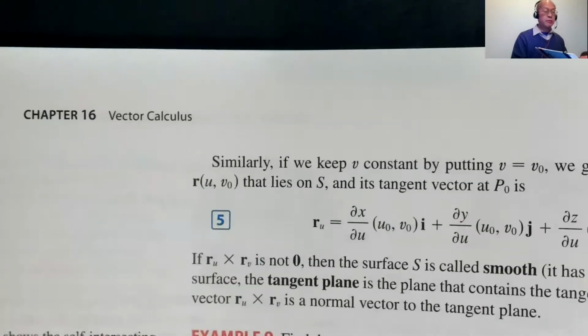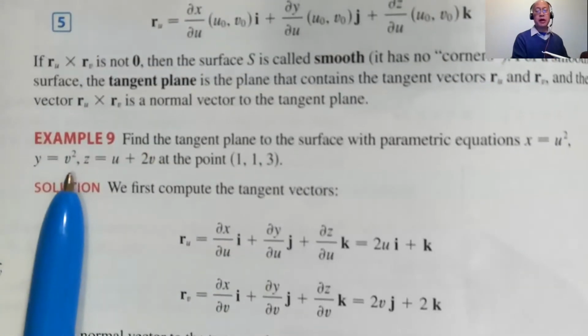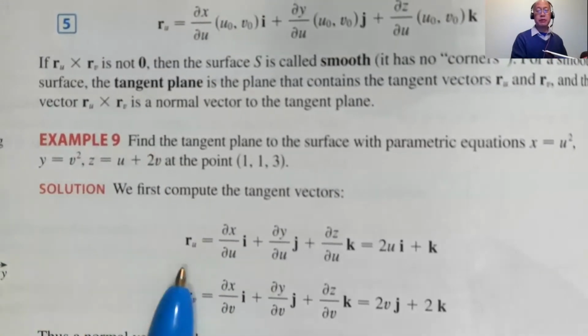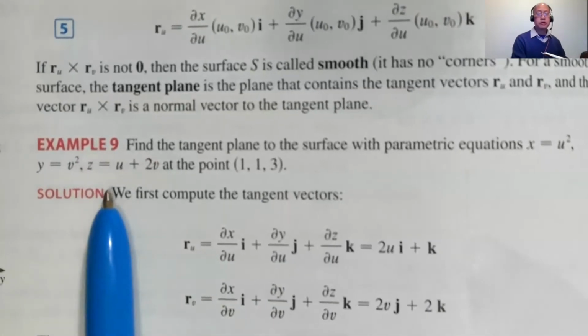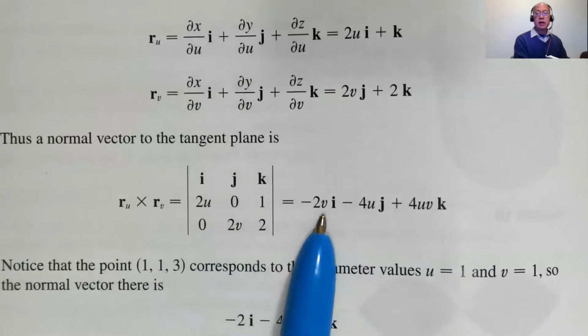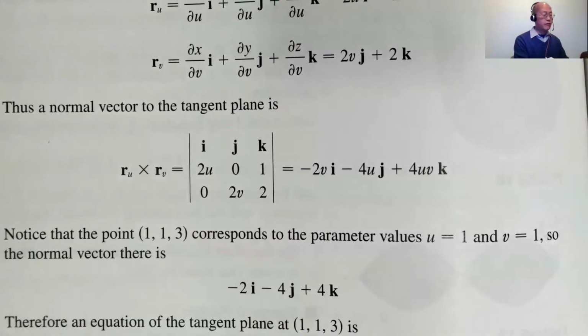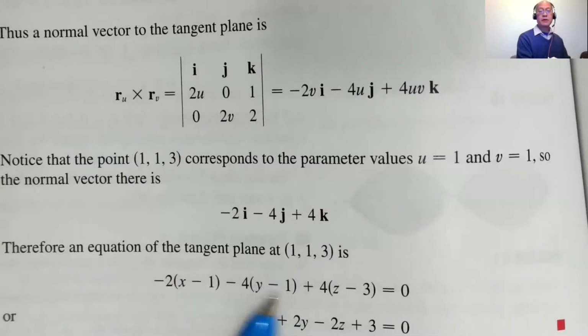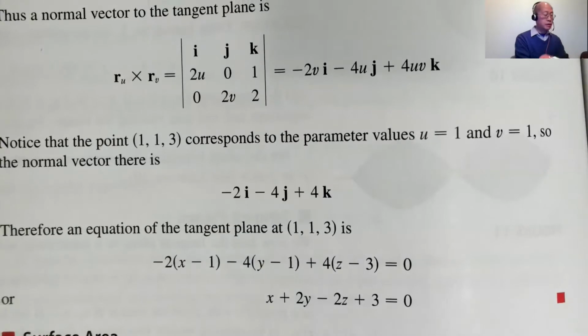Okay, so for example 9. In fact, if you want to put something like example 9 in your cheat sheet you made, it's probably the best example. You're given x equals u squared, y equals v squared, z equals u plus 2v at a particular point, and so on. You compute R sub u, R sub v, and their cross product, okay? And then you plug in, and you will have a normal vector. And then once you have that, you can use the formula for the tangent plane.